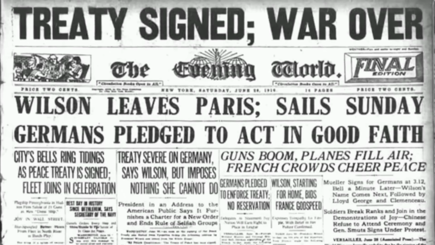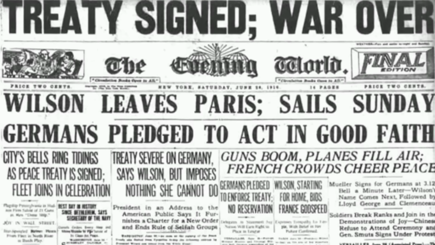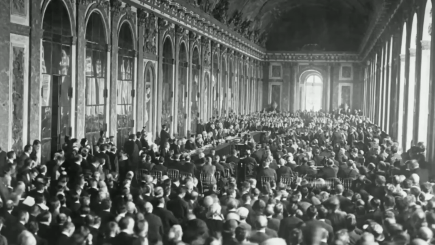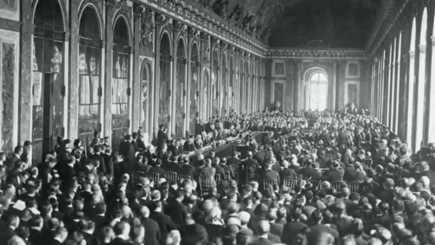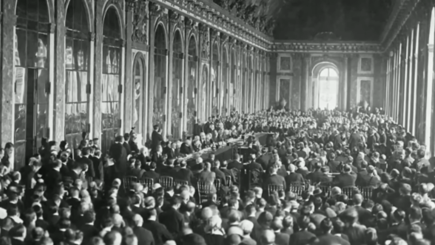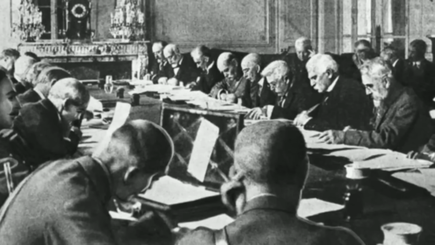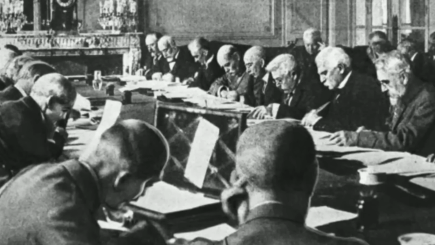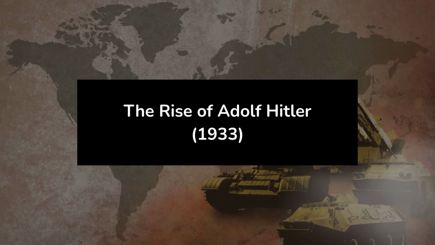The Treaty of Versailles ended World War I, but imposed harsh penalties on Germany, causing resentment. Germany's economy suffered, and many Germans felt humiliated. This created the conditions for Adolf Hitler's rise to power, as he promised to undo the treaty's terms and restore Germany's strength.